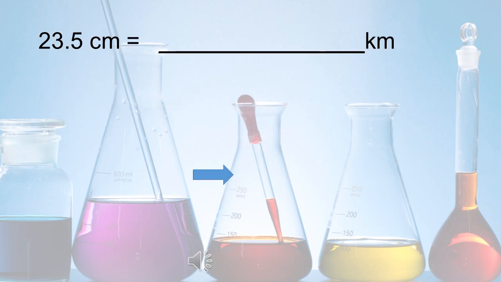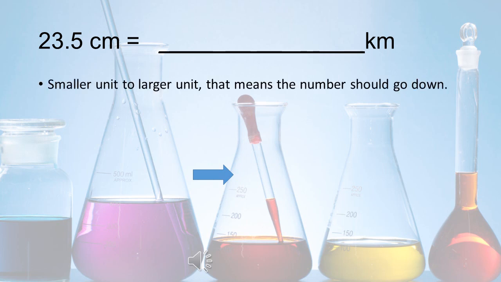Let's take a look at these examples individually. 23.5 centimeters, we're trying to convert to kilometers. The first thing you should notice is we are moving from a smaller unit to a larger unit. That means the number should go down.